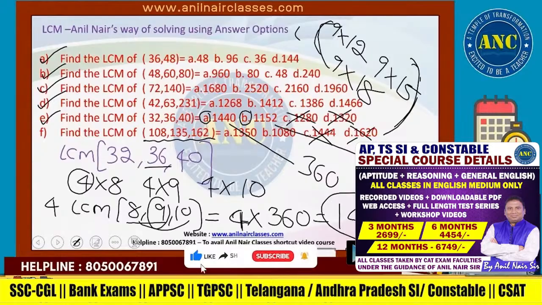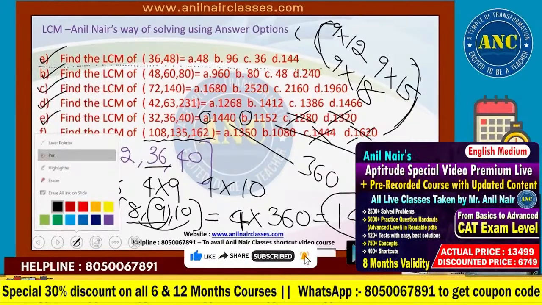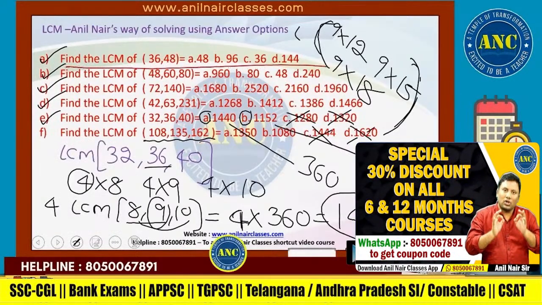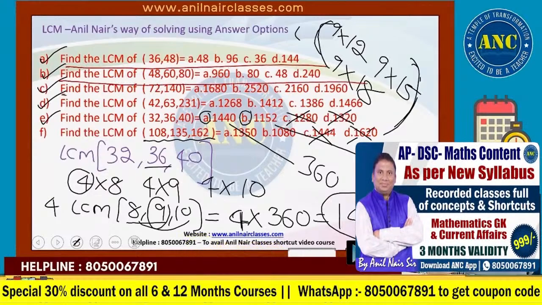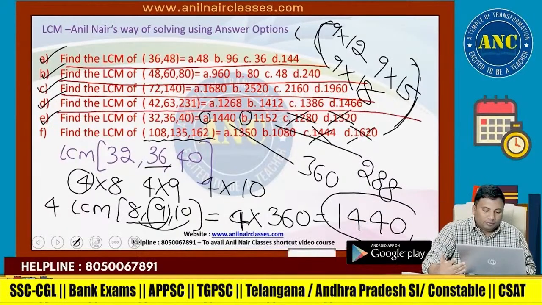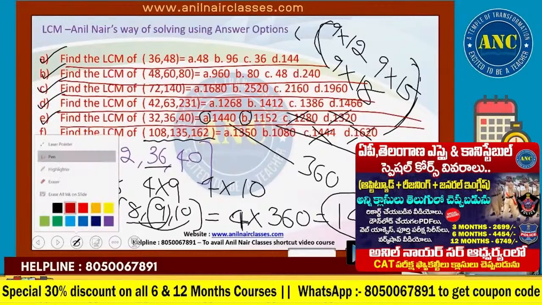A, B, C, D. A is very easy. How is the class structured? A is very easy. B is the definition of LCM. 3 is the digital sum concept. 4 is digital sum and divisibility rule. 5 is digital sum and divisibility rule. Option E.